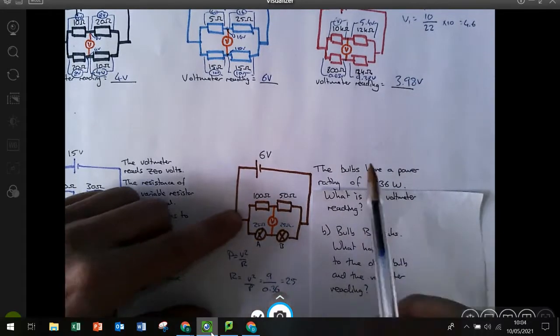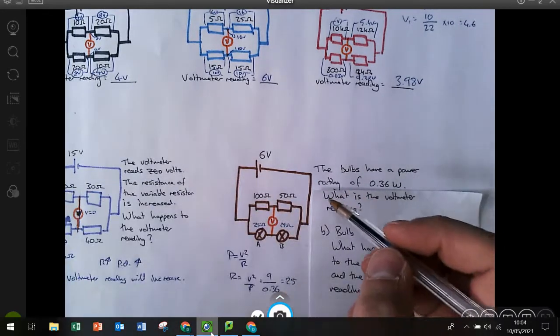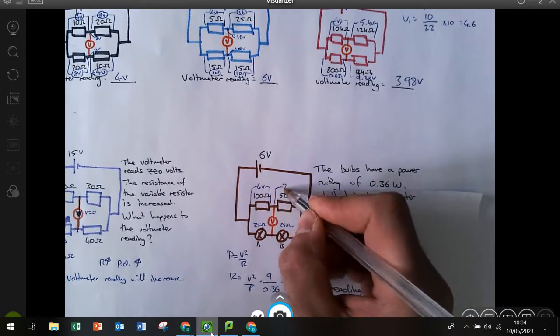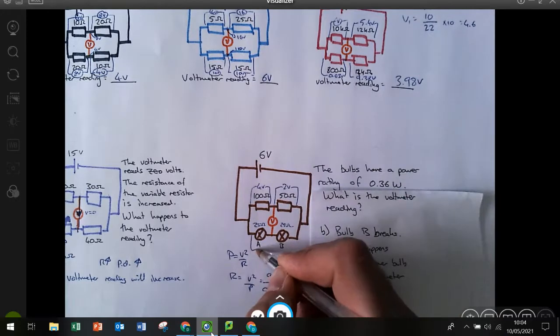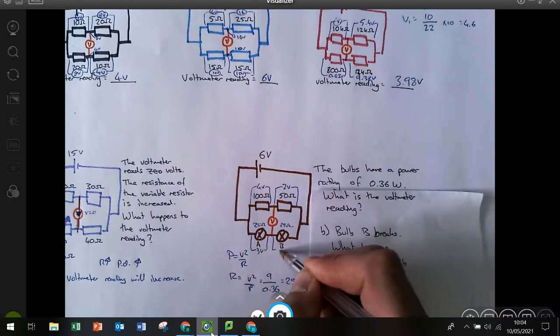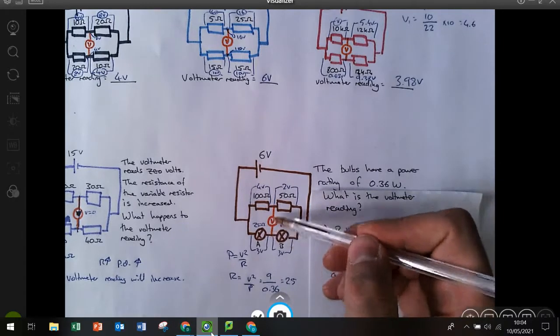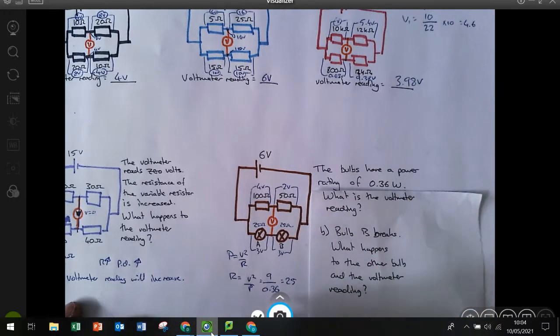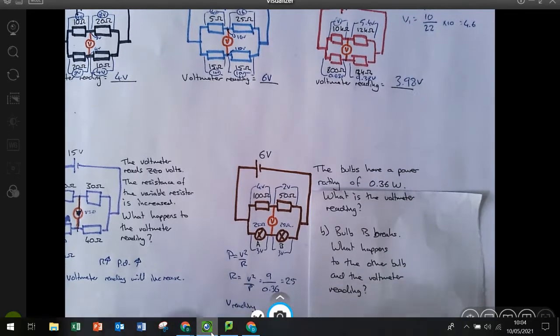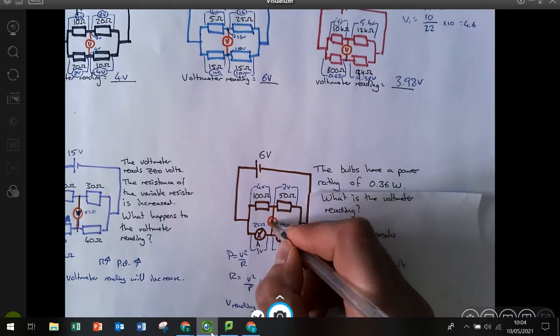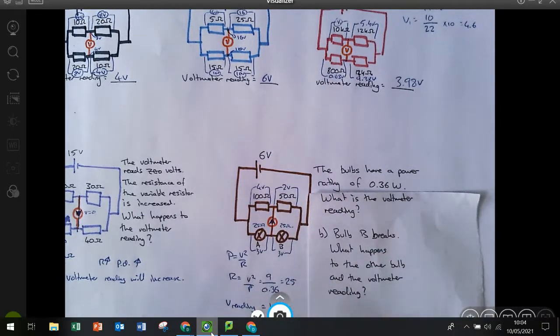So let's look at our potential differences. We've got a potential difference across here of 4 volts, across here of 2 volts, and across this one will be 3 volts and 3 volts. So we're going to have a difference of 1 volt. So the voltmeter reading is going to equal 1 volt. And again, the direction of the current, if we were asked that, would be up.